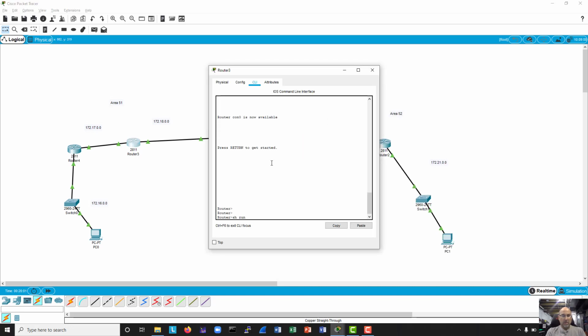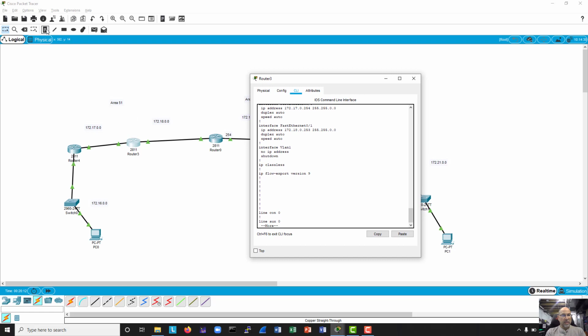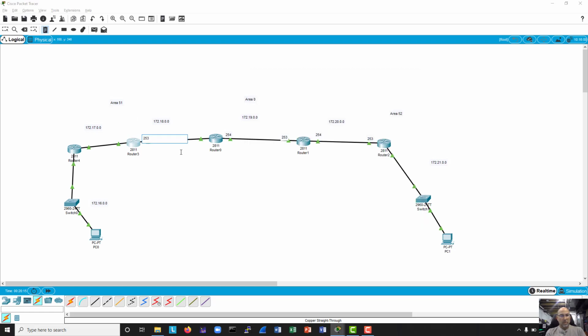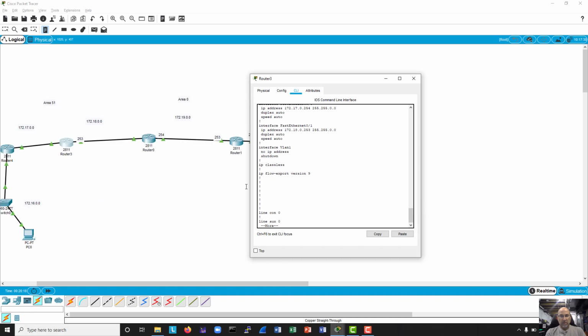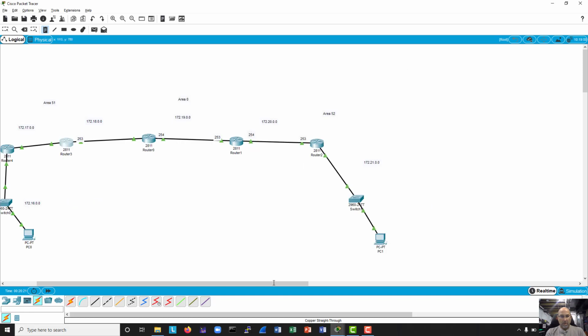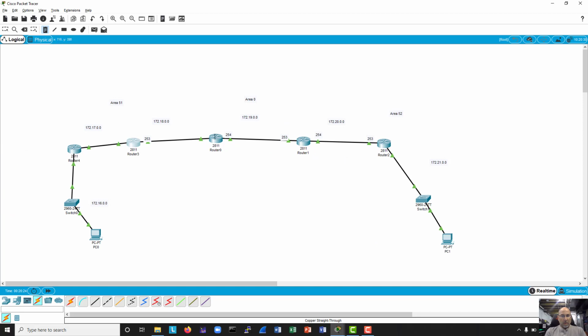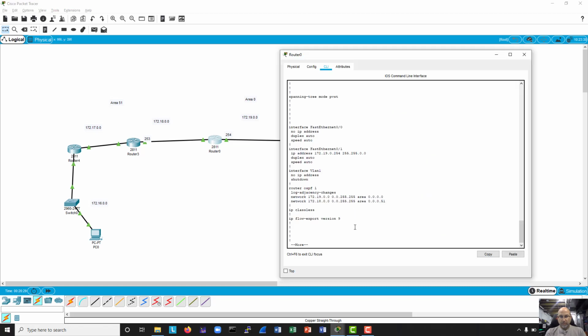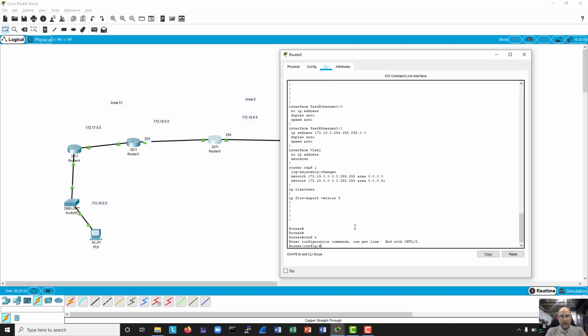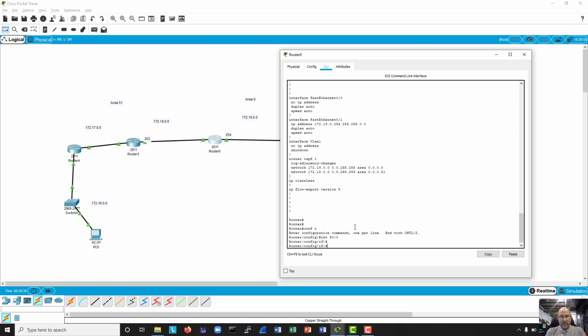Let's see. So we got an 18.253 there. I think that's right. Yep, 18.253. Okay. So we need an 18.254 here. And that should get us really close. And if it doesn't, you get the idea. IP address 172.18.0.254.